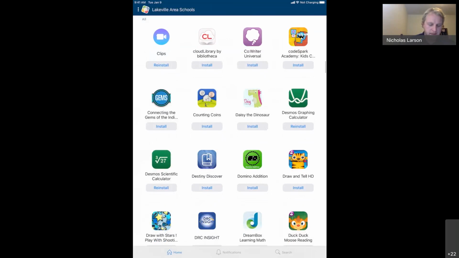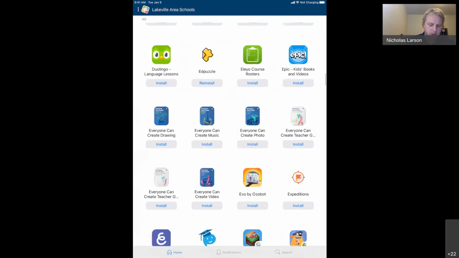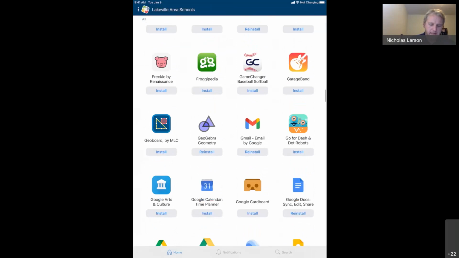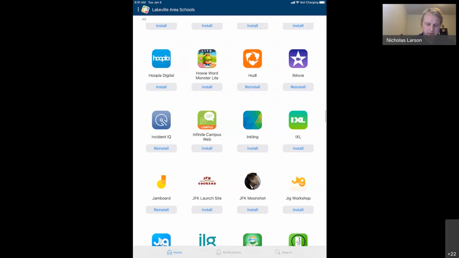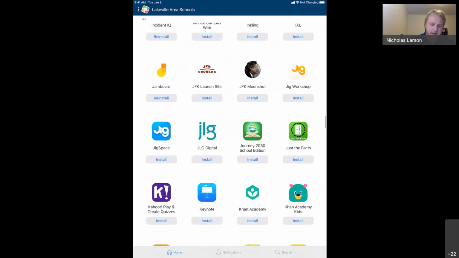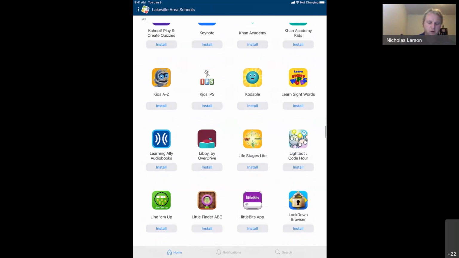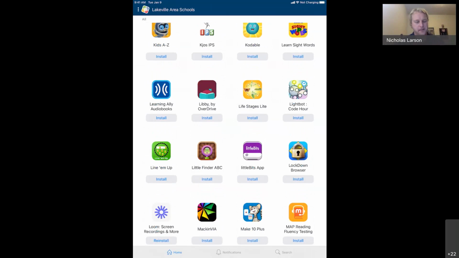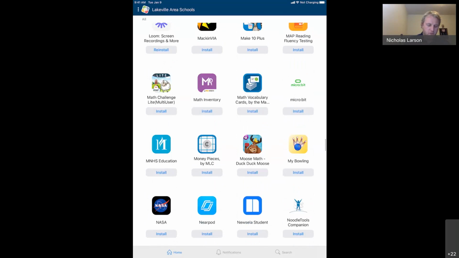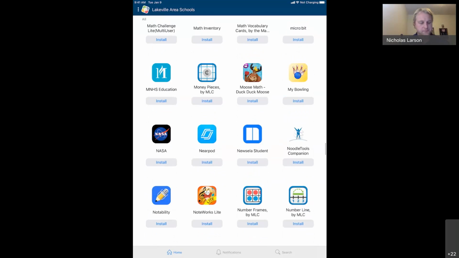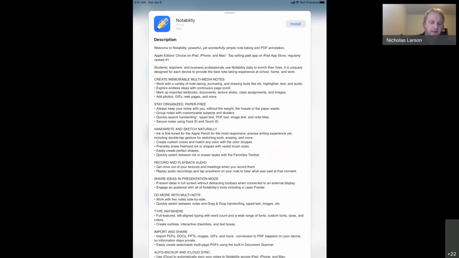The second app that I would like you to download is called Notability. And that's what I use for my notes. That's what I use when I make videos. Sometimes when I ask you to submit your work, or I've given you worksheets, you can download those worksheets right into Notability, and then you're able to annotate the worksheets.